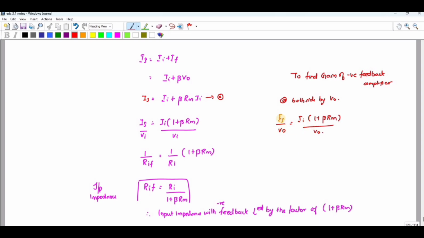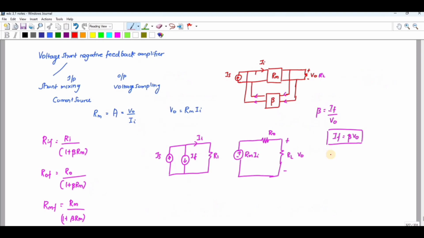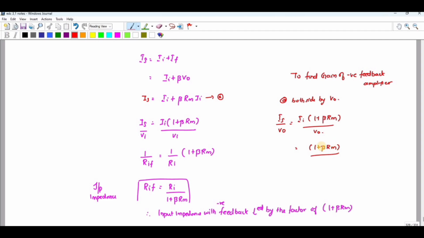So what is V naught by Ia? V naught by Ia is nothing but Rm. Here from this equation, Rm is equal to V naught by Ia, right? So you substitute this one. V naught by Ia is nothing but Rm. So V naught by Is is nothing but 1 divided by Rmf. Okay. So from this I can write Rmf is equal to Rm divided by 1 plus beta Rm.